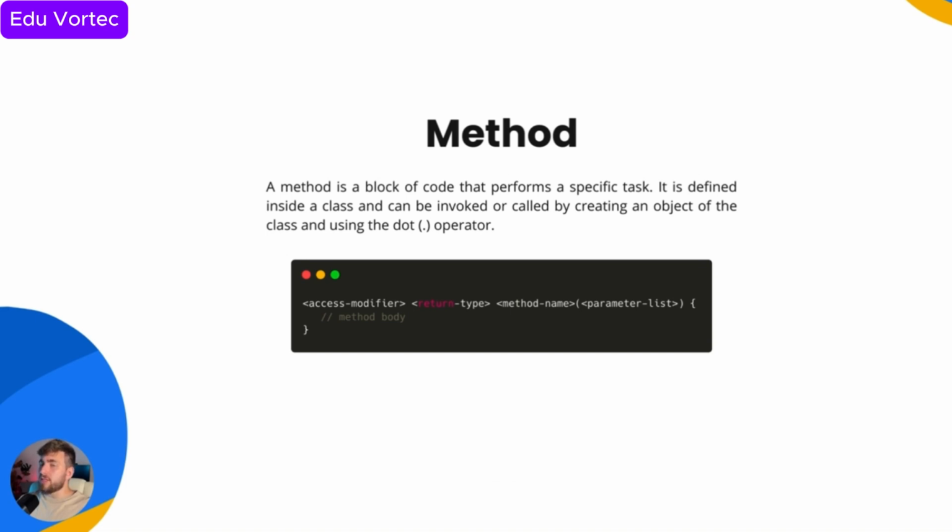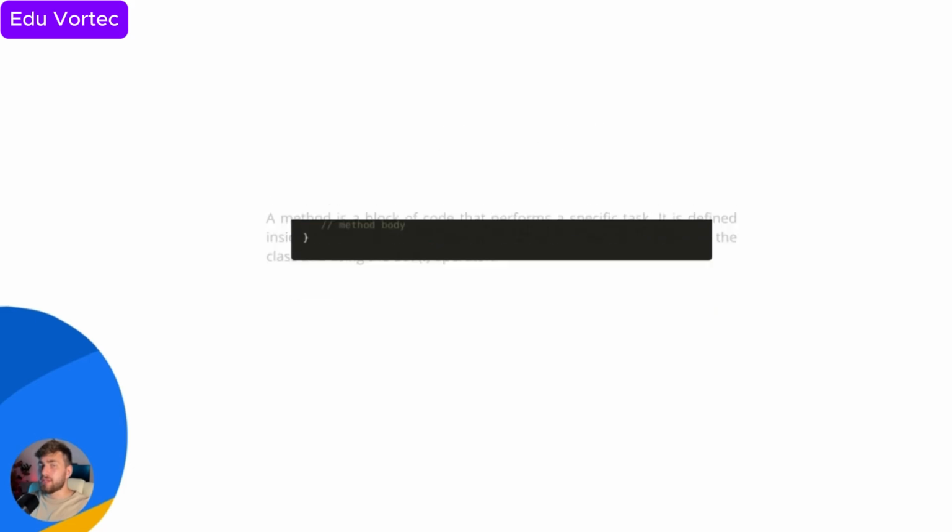And here in this example, access modifier is an optional field that defines the visibility of the method. The return type specifies the type of value the method returns. The method name is the name of the method, and parameter list is a list of parameters that can be passed to the method.